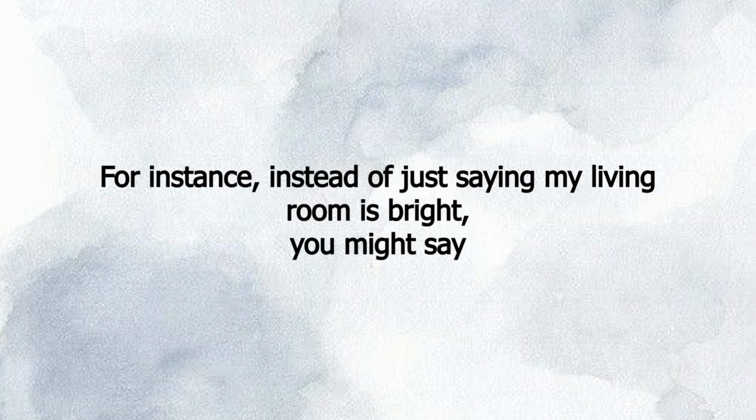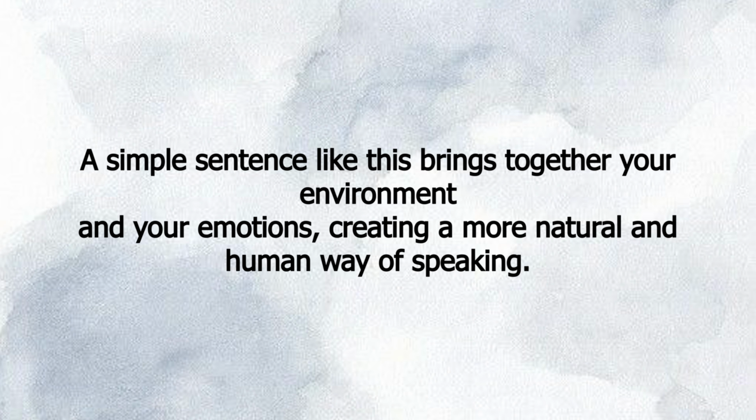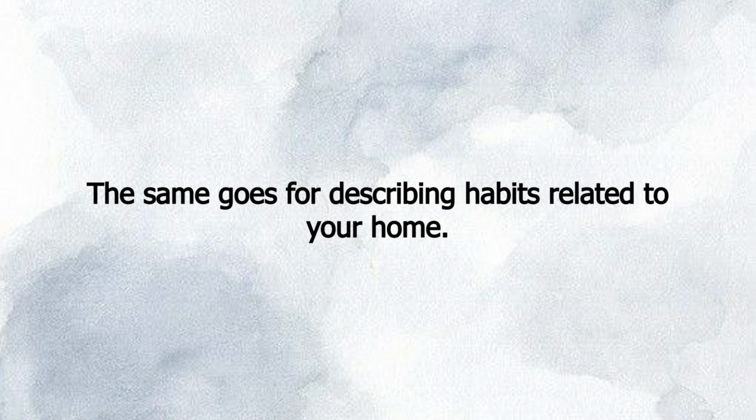When you explain how you live, not just where you live, your English becomes more expressive and lively. For instance, instead of just saying, "My living room is bright," you might say, "I like to relax in my bright living room after work because it helps me unwind." A simple sentence like this brings together your environment and your emotions, creating a more natural and human way of speaking.